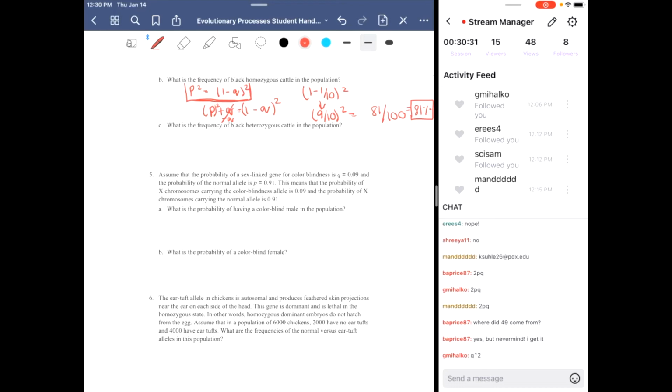So part C is asking what is the frequency of the black heterozygous cattle in that population? And similar to the other problems we've done with heterozygous alleles, we would use the 2pq, and that would be 2 times 1/10 and 9/10, which comes from here. And the 1/10 is from part A of the worksheet that we did. So that gives us 18/100, or 18%.